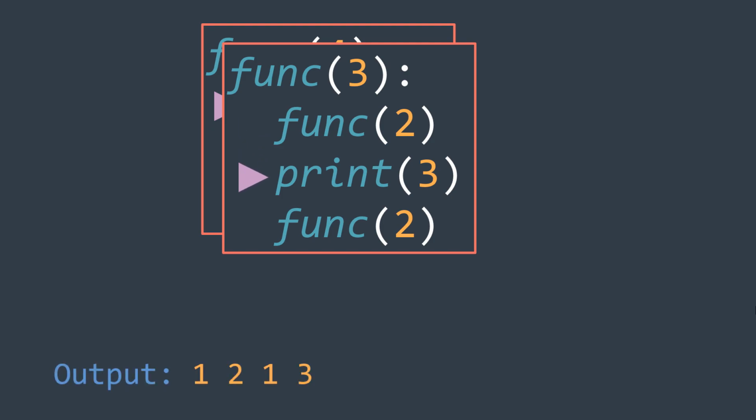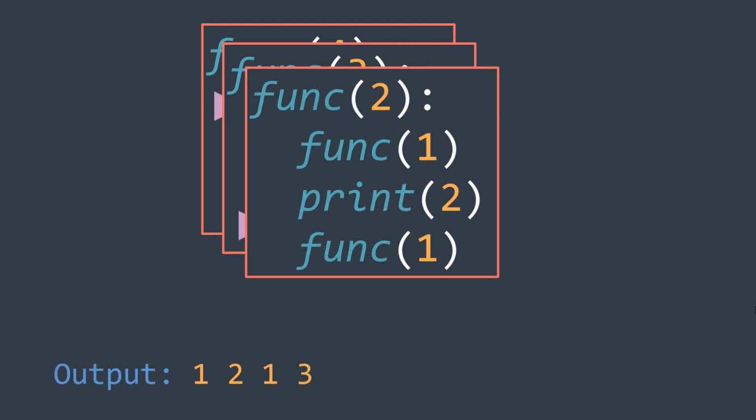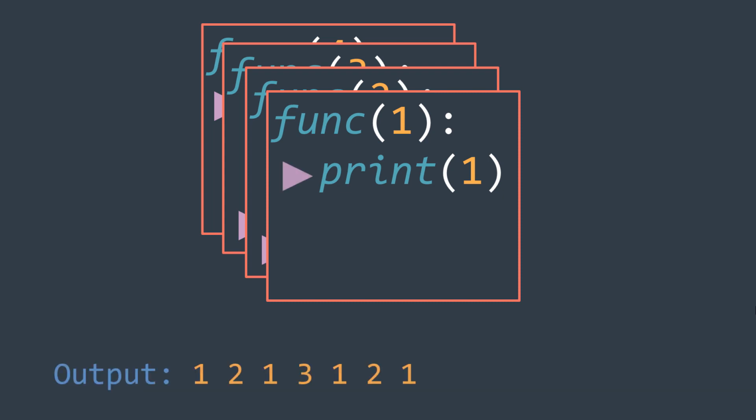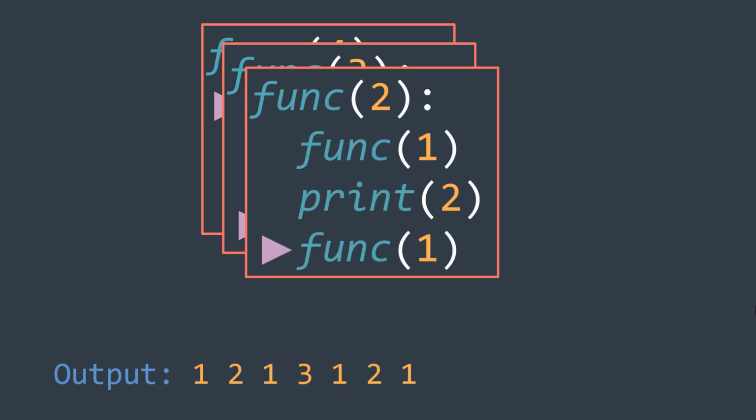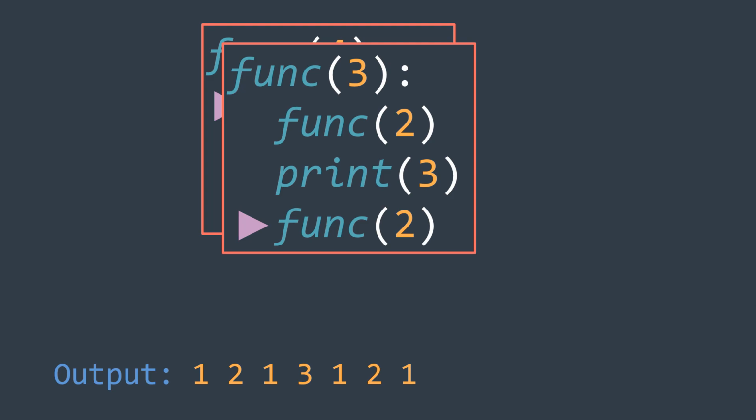It prints 3 and it calls func2 again. Func2 calls func1, which prints 1, then ends. Then func2 prints 2 and calls func1 again. It prints 1 and ends. And func2 also ends because it doesn't have instructions left. Func3 also ends because of the same reason.